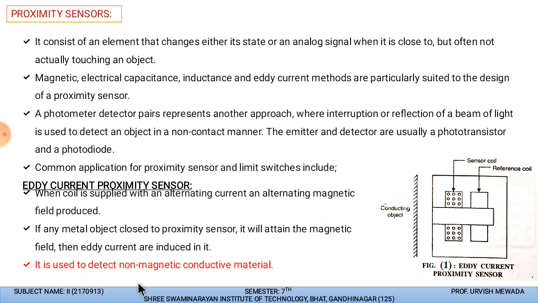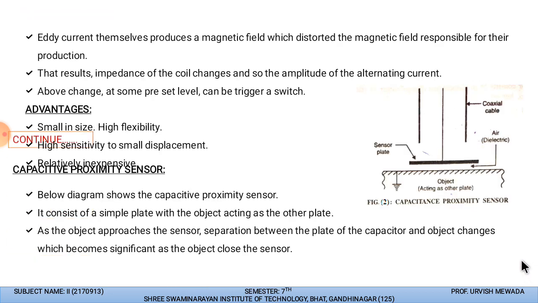So it is used to detect non-magnetic conductive material. The eddy currents themselves produce a magnetic field which distorts the magnetic field responsible for their production, and this is nothing but Lenz's law, which opposes the cause that made it. That results in the impedance of the coil changing, so the amplitude of the alternating current field changes, and when the change passes some preset level, that can trigger a switch.